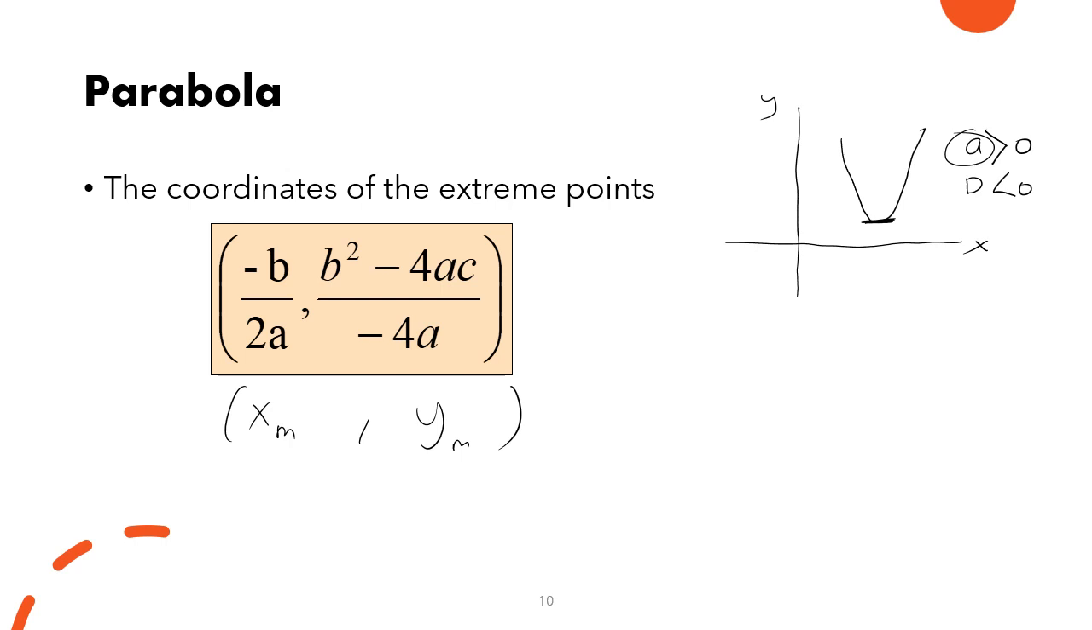Oh yeah, the parabola is also symmetric. So xm here is equal to minus b divided by 2a. Y minimum or maximum is b squared minus 4ac over 4a.